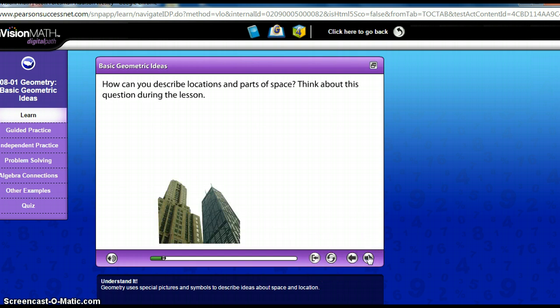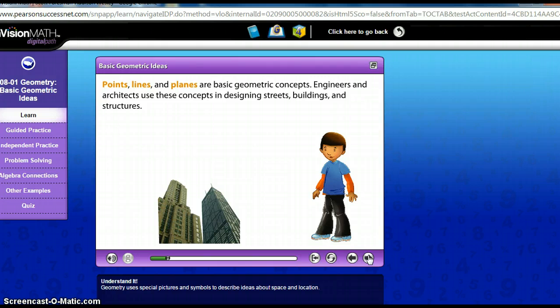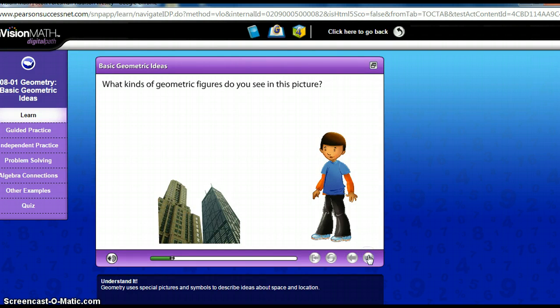How can you describe locations and parts of space? Think about this question during the lesson. Points, lines, and planes are basic geometric concepts. Engineers and architects use these concepts in designing streets, buildings, and structures. What kinds of geometric figures do you see in this picture? What do you see in this picture?